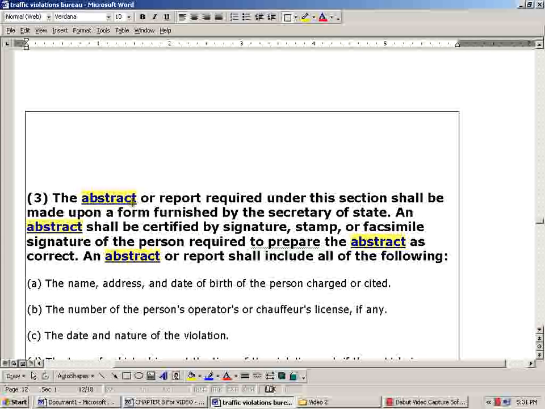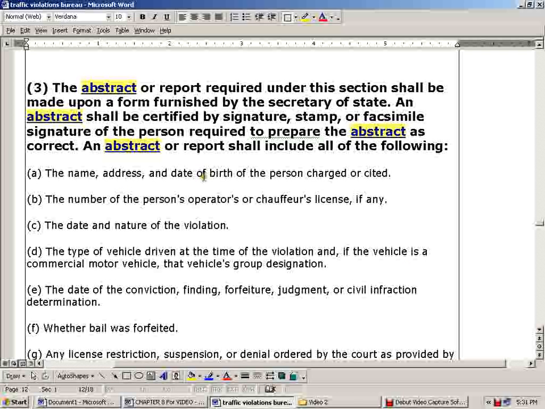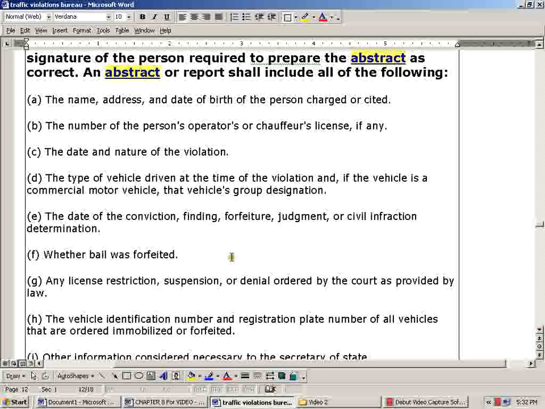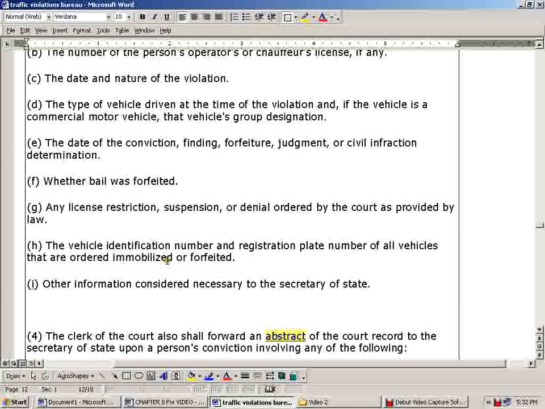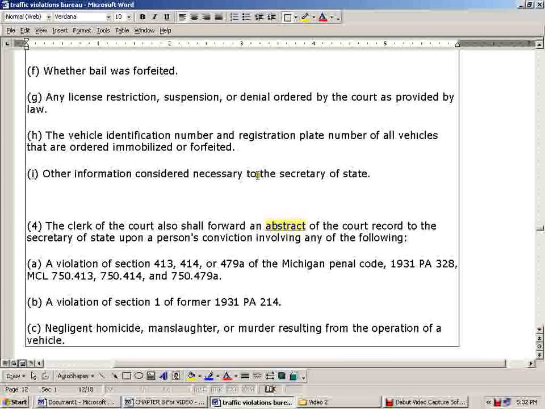An abstract report required in this section shall be made on a form furnished by the Secretary of State. An abstract shall be certified by signature, stamp, or facsimile signature of the person required to prepare the abstract as correct. The abstract or report shall include all of the following: name and address, date of birth of the person charged, the number of the person's operating driver's license, if any, the date and nature of the violation, the type of vehicle driven, the date of the conviction, finding, forfeiture, judgment, whether bail was forfeited, any license restriction, vehicle identification, other information considered necessary, and so on.